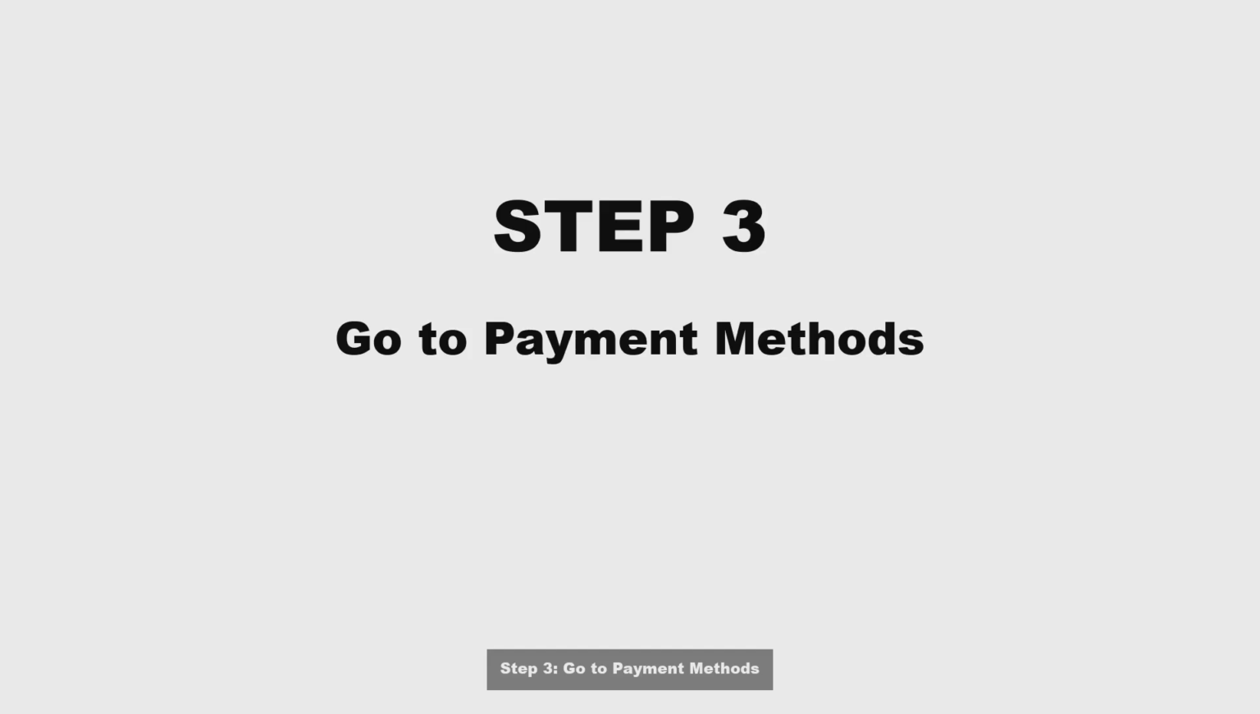Step 3. Go to Payment Methods. In the Account Settings menu, look for an option labeled Payment Methods or Payment Information. Click on this option to view all the payment methods currently linked to your account.